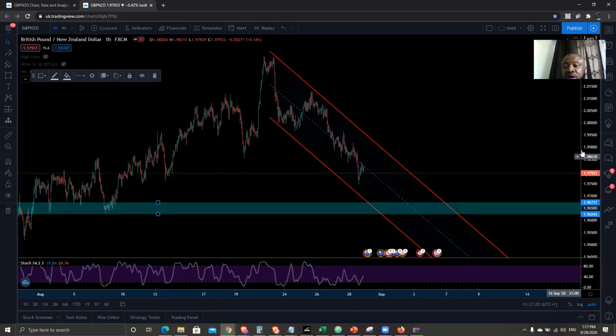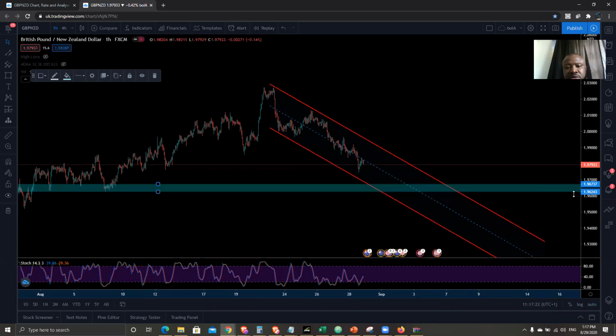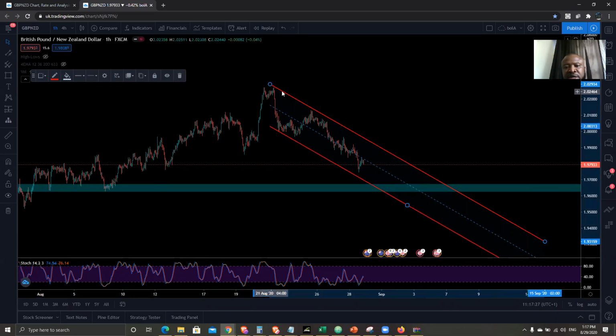Looking at it on a 1-hour time frame now, the one key thing that this channel is going to be telling me is the best area to take a sell trade will be around the edge of this channel. And then the best area to take a buy trade will be probably closer to the low of this channel. So I don't want to get myself involved with the price in the middle for now.